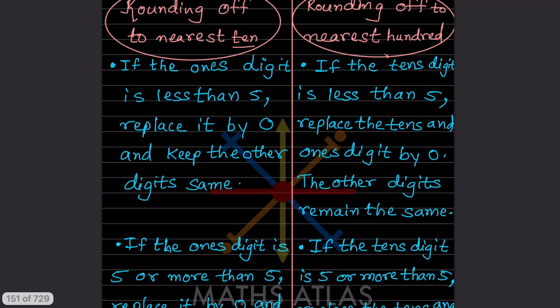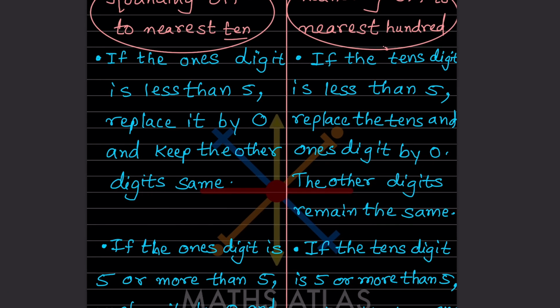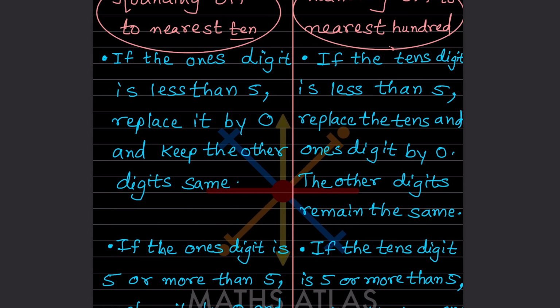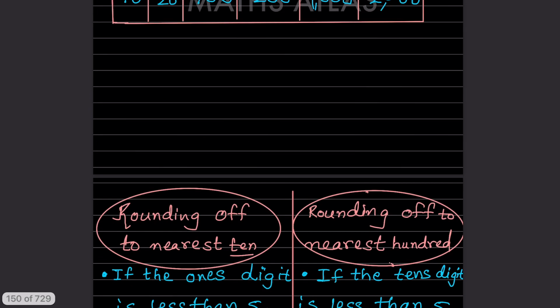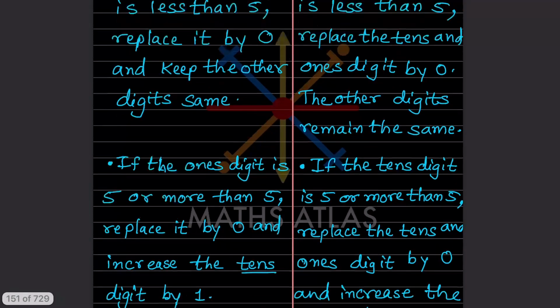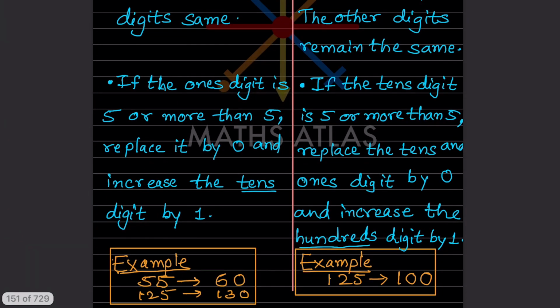So that is rounding off to the nearest 100. If the tens digit is less than 5, replace the tens and ones digit by 0. Other digits remain the same. Same I have shown you over here. And now if the tens digit is 5 or more than 5, then replace the tens and ones digit by 0 and increase the hundreds digit by 1. So now let us see with an example.